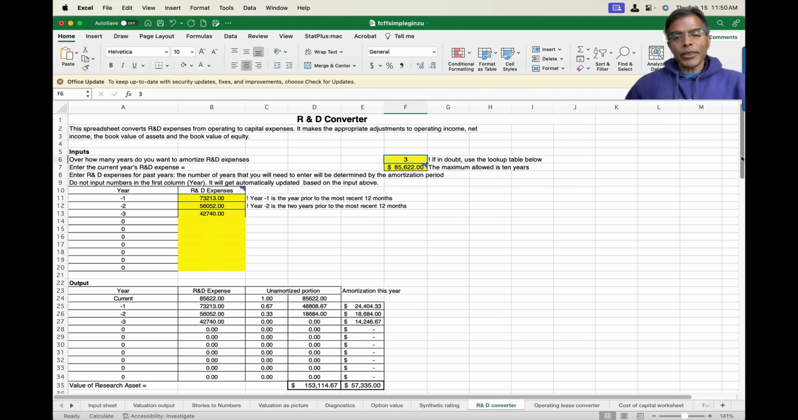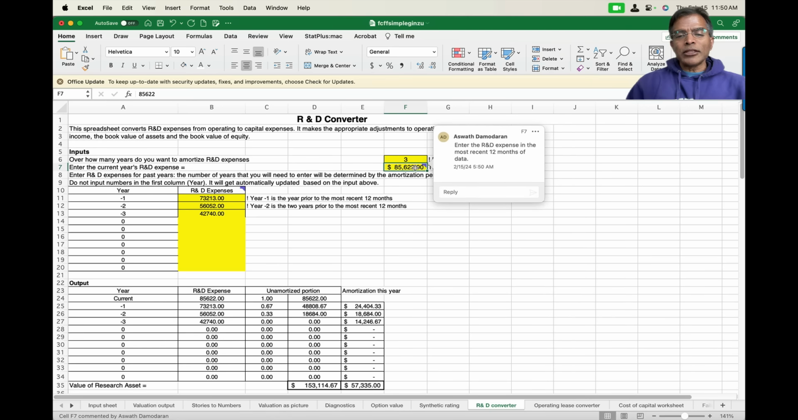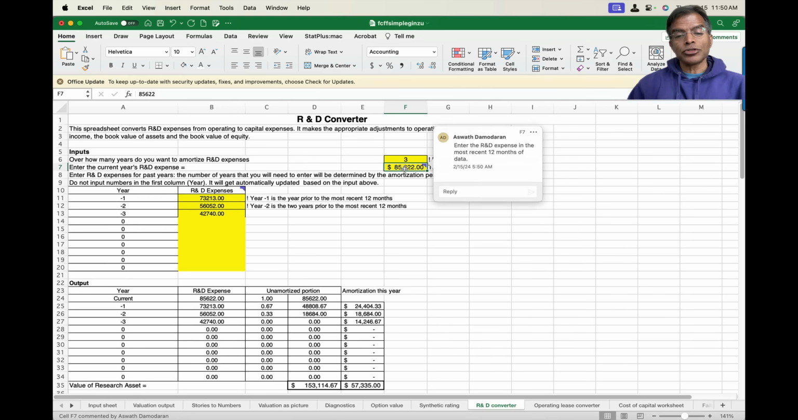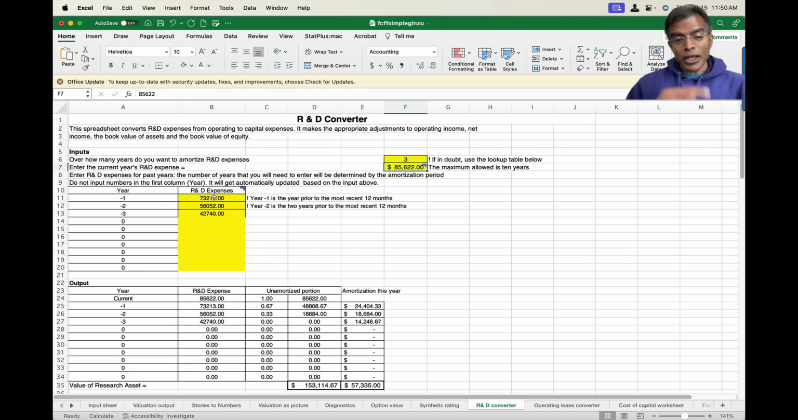Let's say in the case of Amazon, because it shouldn't take 10 years for Amazon's R&D to pay off, I say it takes about 3 years. Enter the R&D expense for the most recent 12 months. In the case of Amazon, that's $85.6 billion. And then enter the R&D expenses for the last 3 years. Here's the problem with having only one annual report: you can get R&D expenses for only 2 years. In the case of Amazon, I had to go back and get a second and a third annual report, or have access to an online database that gave me the numbers. So I have R&D expenses for the most recent 12 months, the last year, 2 years ago, and 3 years ago.